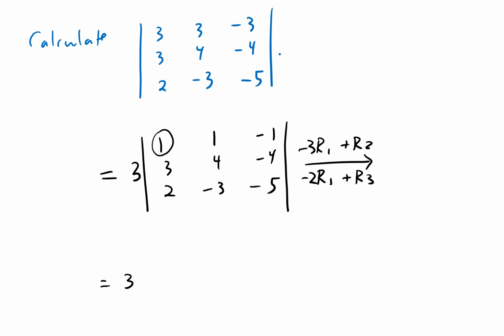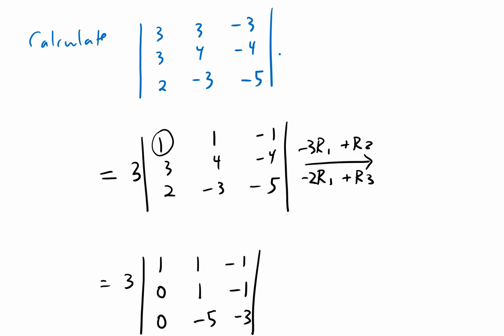Keep the 3 out. It's not gonna do anything for now. 1, 1, negative 1 stays the same. Negative 3 times 1, negative 3 added, you got 0. This one gives us 1. This gives us negative 1. Negative 2 by 1, negative 2 added to the last one is 0. Negative 2 added to this, negative 5, and negative 3.